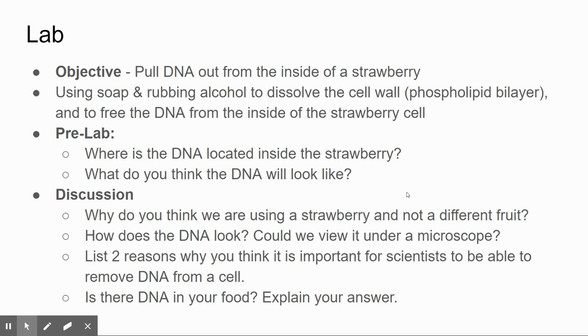Also, if you want to do it for fun, this is just a small lab on how you can pull DNA out from the inside of a strawberry. So have fun.